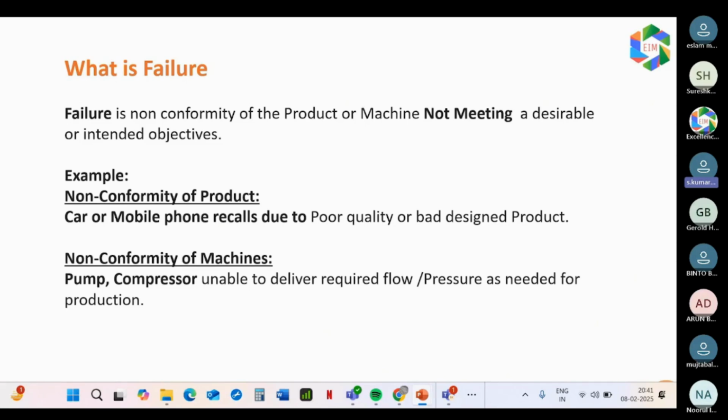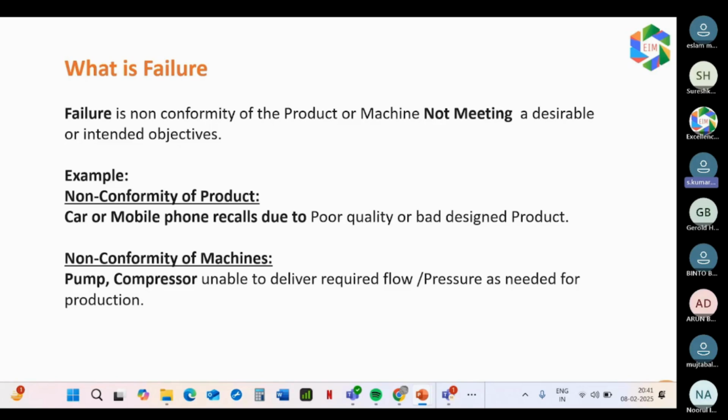When we give an example, non-conformity of products like cars and mobiles, they have been recalled. You must have heard multiple times, the cars have been recalled because of differential gearbox issues or steering issues. We have a good amount of examples throughout the history of the automobile industry. Same thing goes with mobile phones. They have been recalled because of battery issues or temperature issues. So these are examples where the products are not conforming to the required standard. What was intended is not meeting those standards, so it is not conforming to the requirement.